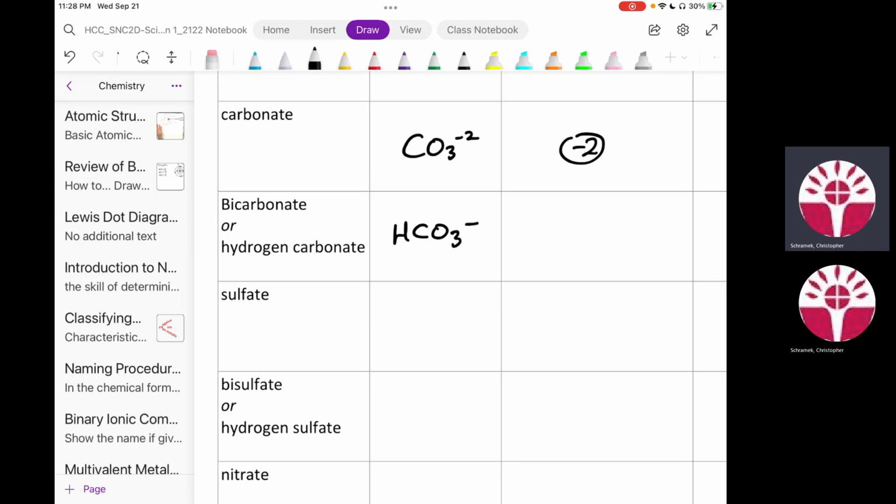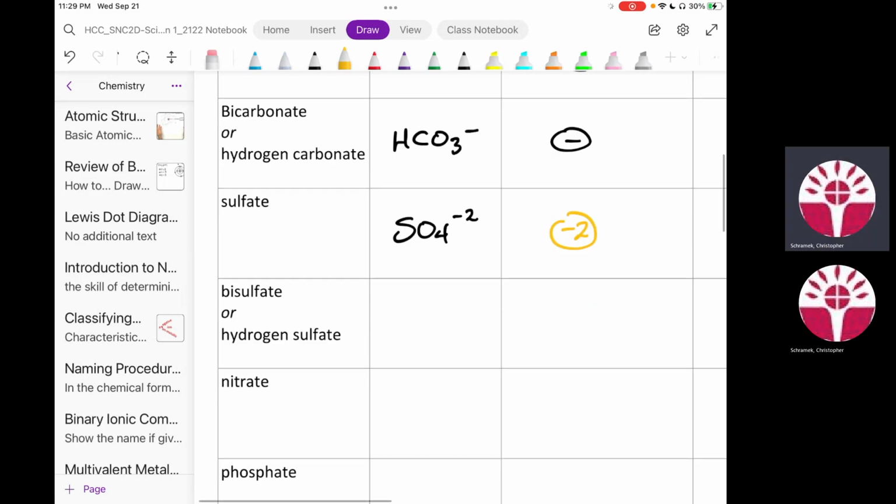And both of these are derived from the oxy acid known as carbonic acid. And in fact, that's actually used as a buffer in our blood. It's what keeps our blood pH in check. These are really, really important ions. Sulfate is derivative of sulfuric acid, and that's found in battery acid. Now, sulfur, of course, we're utilizing that yellow, so -2 for that one.